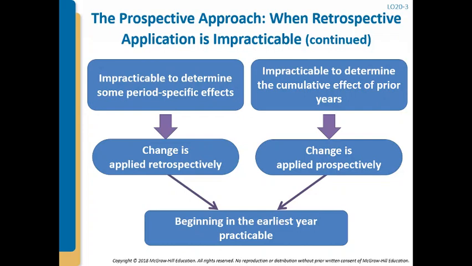Now, if in some years you can't determine the effect, you're simply going to change retrospectively beginning in the earliest year possible. Maybe last year, maybe 5 years ago. Going forward, you could figure it out. But whatever that period is, that's where you have to make the change.